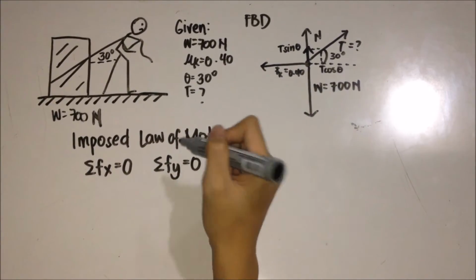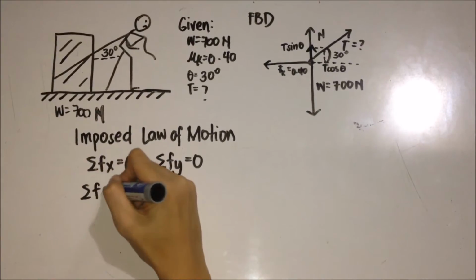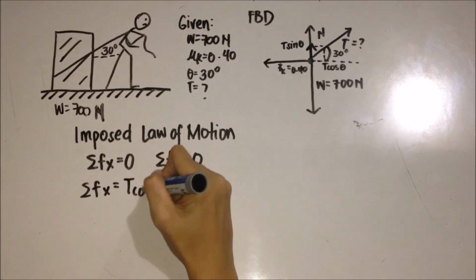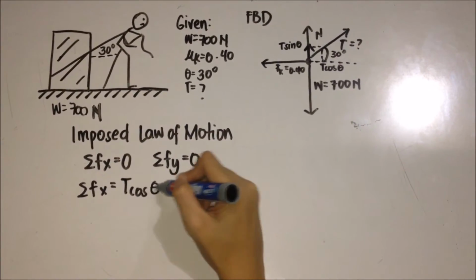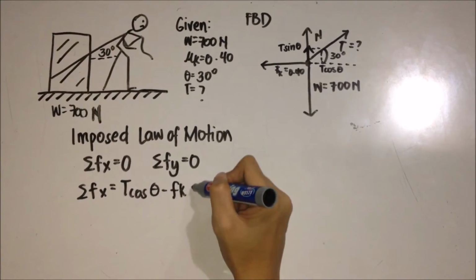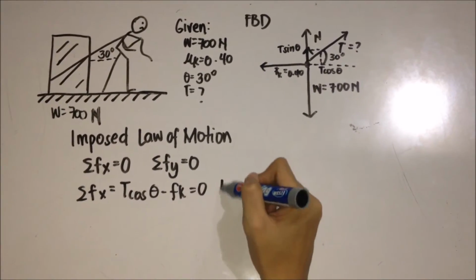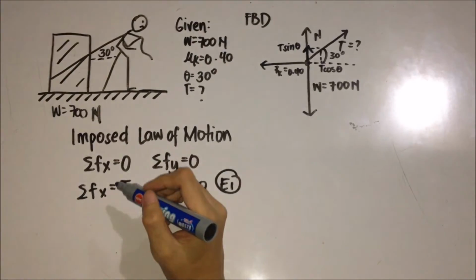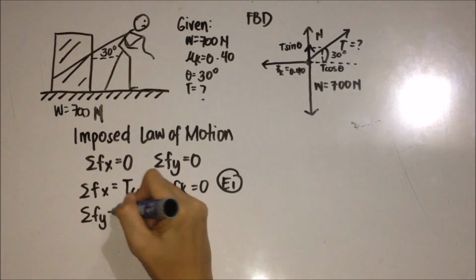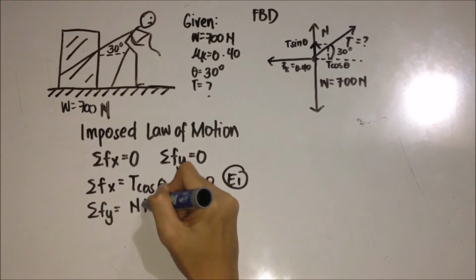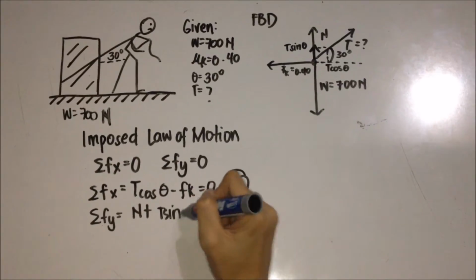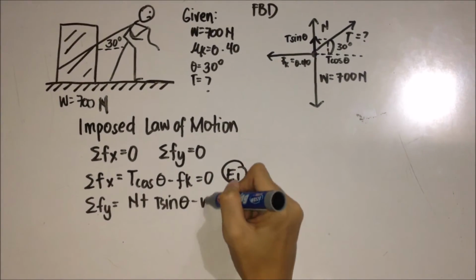For our first equation, our positive force is T cosine 30 degrees minus its opposite force, mu k N, that will be equal to 0. Our second equation will be the normal force plus our additional component T sine theta minus the crate's weight W. That is expected to equal 0 also.